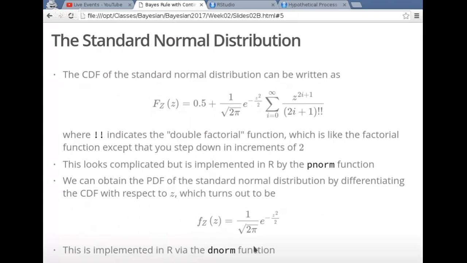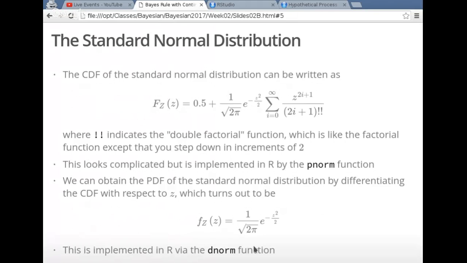But then we have to multiply that thing by an infinite summation. This thing involves z to the 2i plus 1 in the numerator and the double factorial of 2i plus 1 in the denominator. You may not have seen the double factorial before, but it's like the factorial, except you go down in steps of 2. So like the double factorial of 5 is 5 times 3 times 1 instead of 5 times 4 times 3 times 2 times 1. Anyway, that's not essential. But this is the function that evaluates to the CDF for a standard normal random variable.